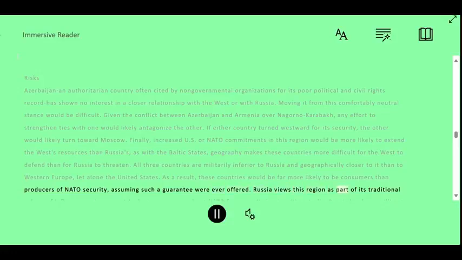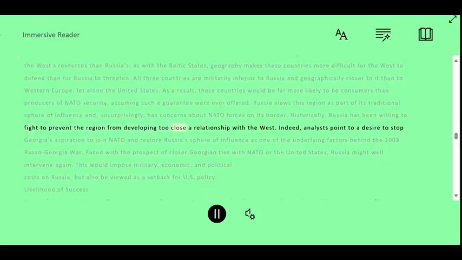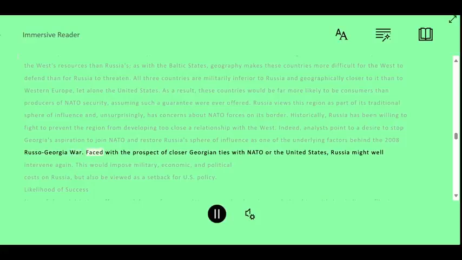Russia views this region as part of its traditional sphere of influence and, unsurprisingly, has concerns about NATO forces on its border. Historically, Russia has been willing to fight to prevent the region from developing too close a relationship with the West. Indeed, analysts point to a desire to stop Georgia's aspiration to join NATO and restore Russia's sphere of influence as one of the underlying factors behind the 2008 Russo-Georgia War. Faced with the prospect of closer Georgian ties with NATO or the United States, Russia might well intervene again. This would impose military, economic, and political costs on Russia, but also be viewed as a setback for US policy.